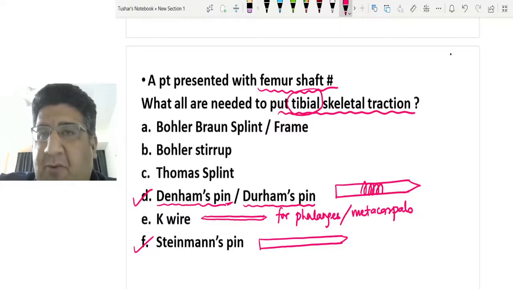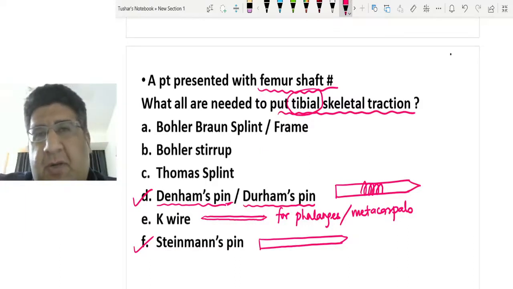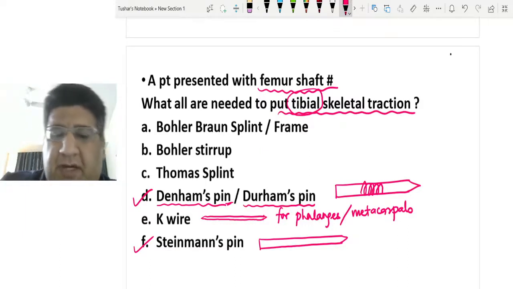कभी लगता है ऐसा पहले पढ़ा हुआ है? हमने पढ़ा हुआ है. We have discussed this in almost all the lectures. In the workbook also it is given to you as an image. Thomas splint. Come on, Thomas splint is used to stabilize a fracture, not to apply traction.